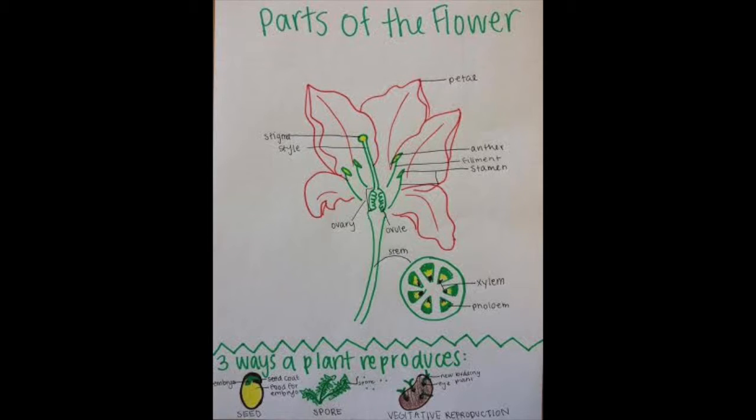These are the parts of the flower. The petals' bright colors attract pollinators like birds and bees. The female part of the flower consists of the stigma, the style, the ovary, and the ovule. These combined create the pistil.